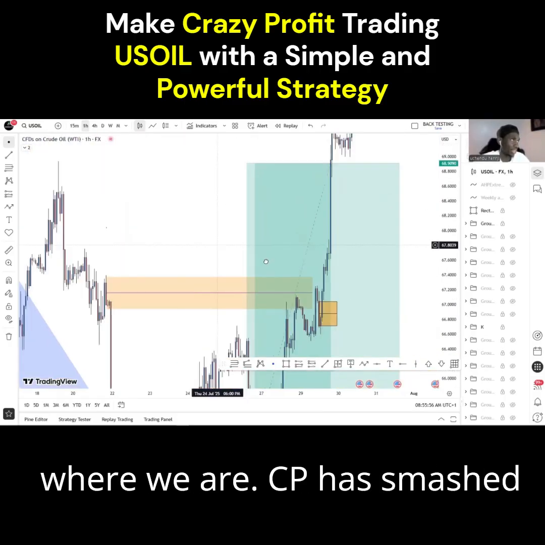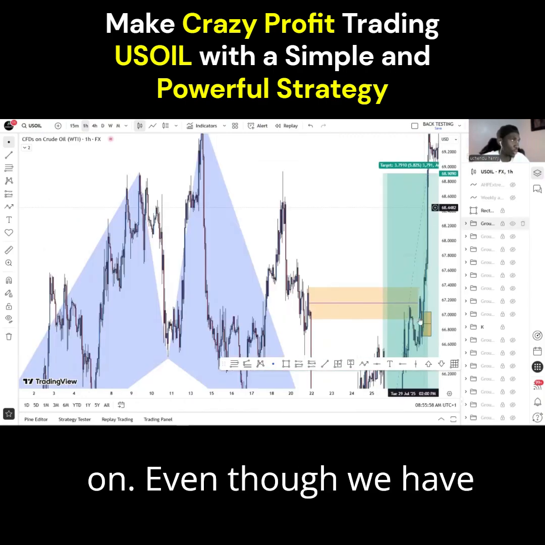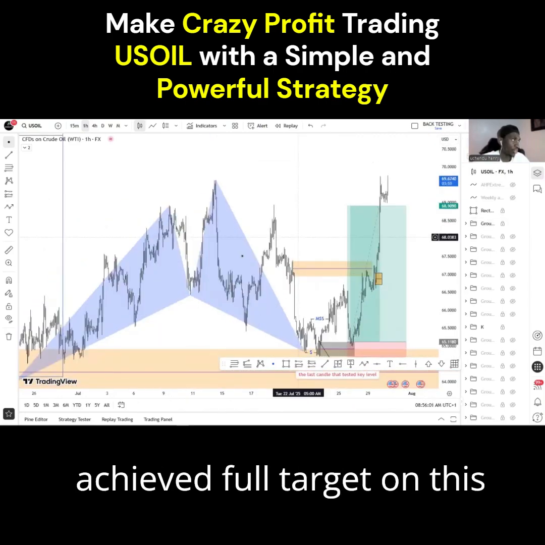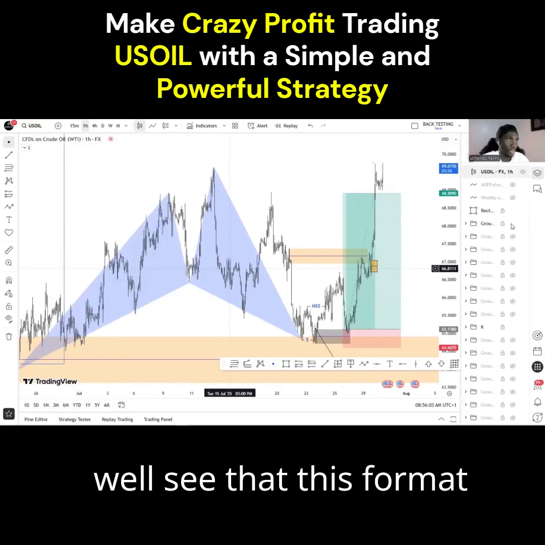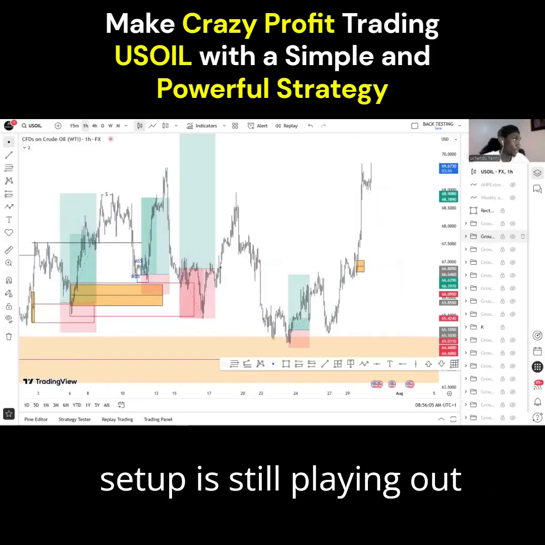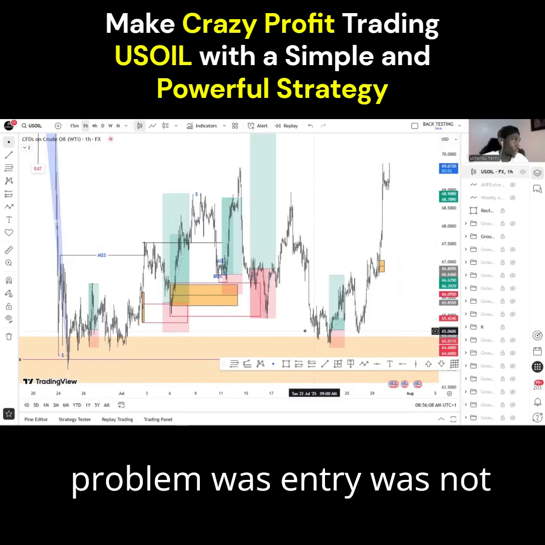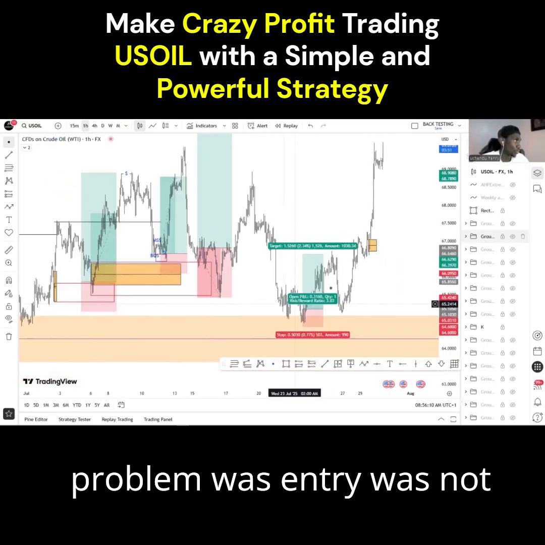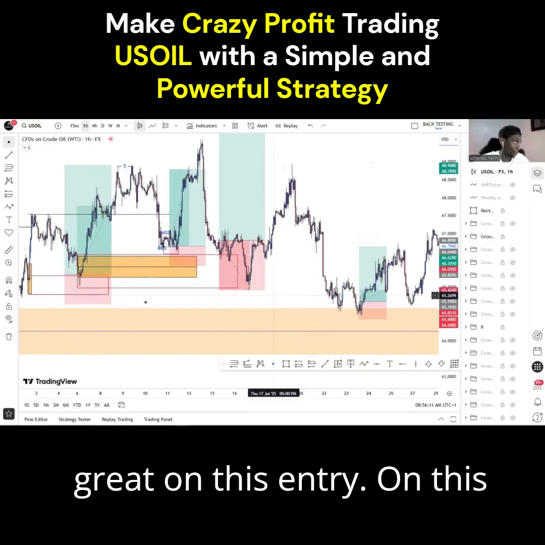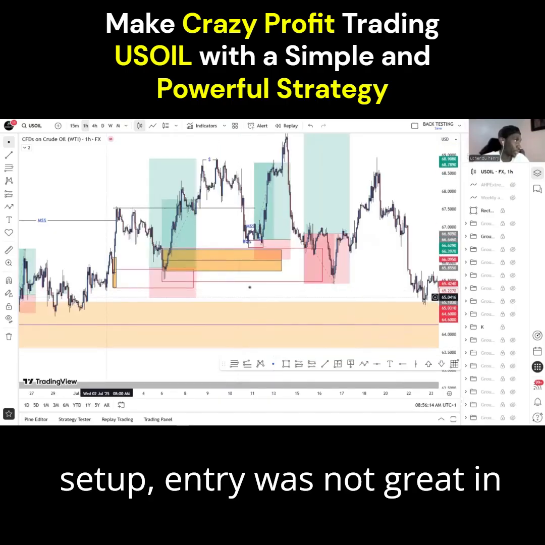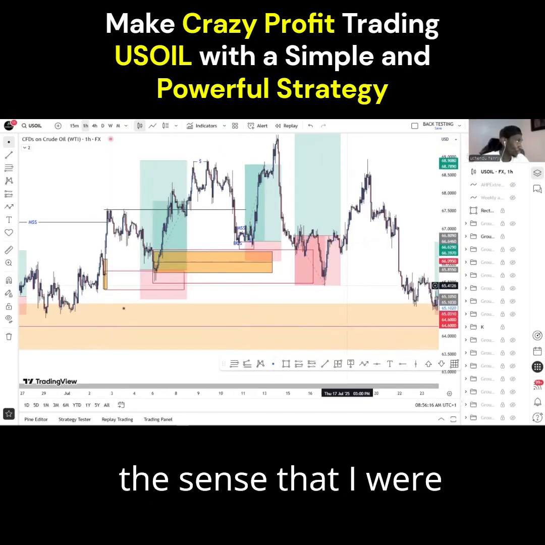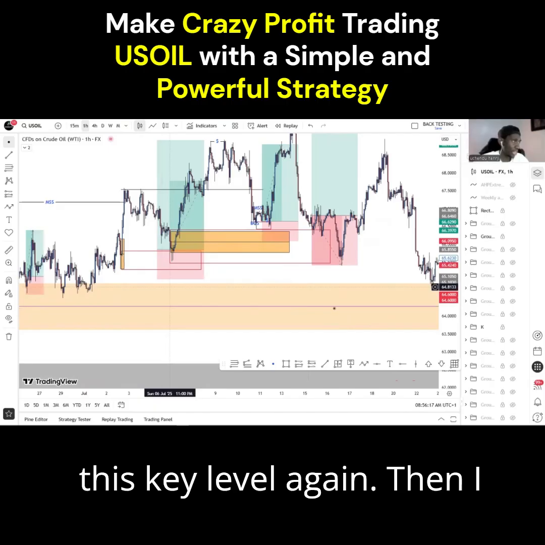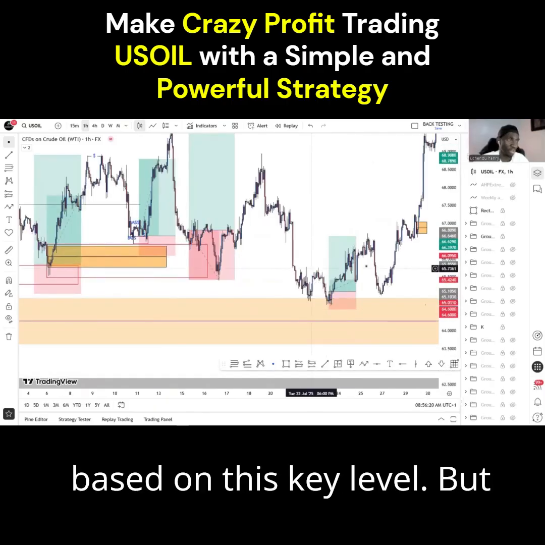And then look at where we are. TP has smashed, and then something is actually going on. Even though we have achieved full target on this particular setup, you can as well see that this former setup is still playing out well. But then the only problem was entry was not great on this setup. Entry was not great in the sense that I was expecting price to push to this key level again. Then I would have taken this entry based on this key level.